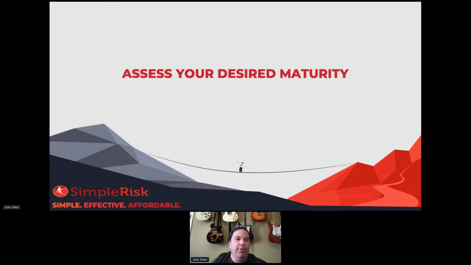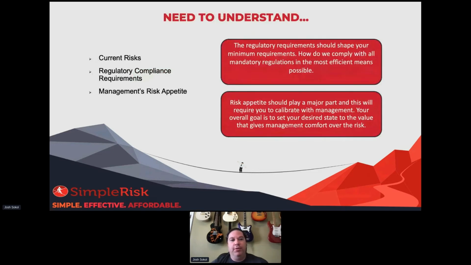Let's see here. So now we go and we assess our desired maturity. So we've already figured out where we're at today. Now we have to figure out where we want to get to. And to do this, we really need to understand what our current risks are. We have to understand regulatory and compliance requirements and management's risk appetite. The regulatory requirements are going to shape our minimum requirements, right? So how do we comply with all the mandatory regulations in the most efficient means possible?